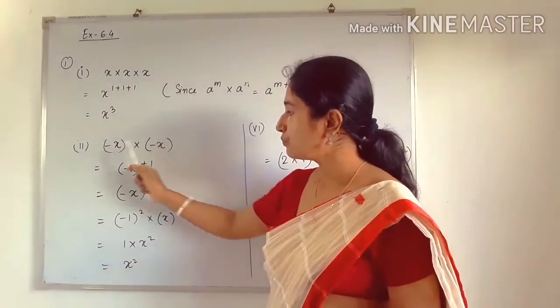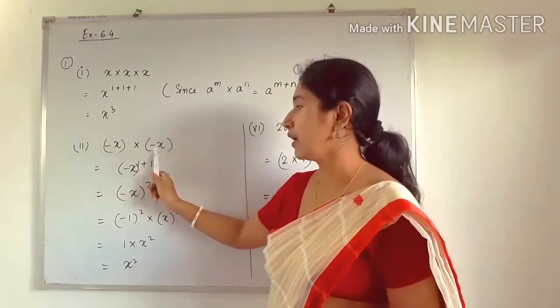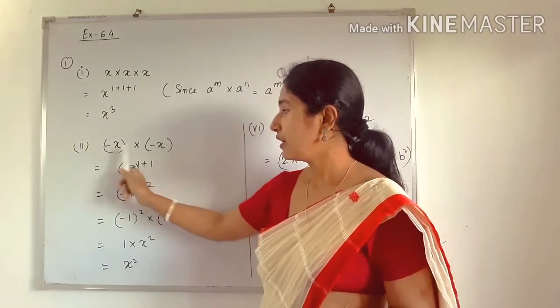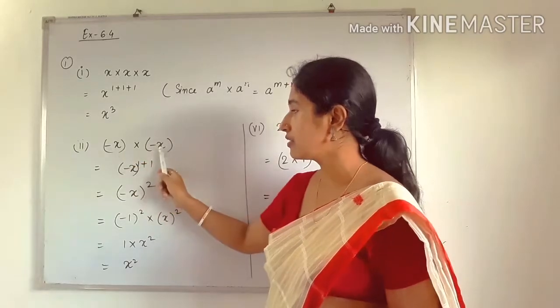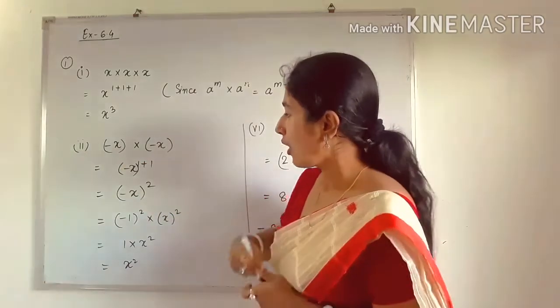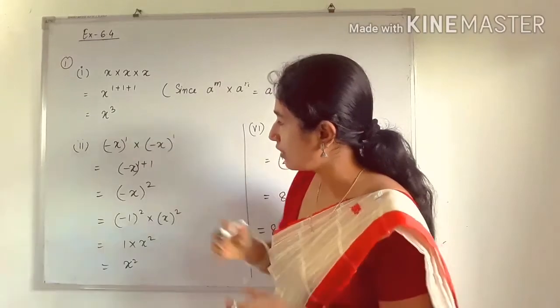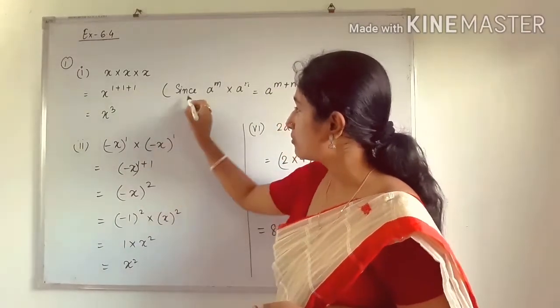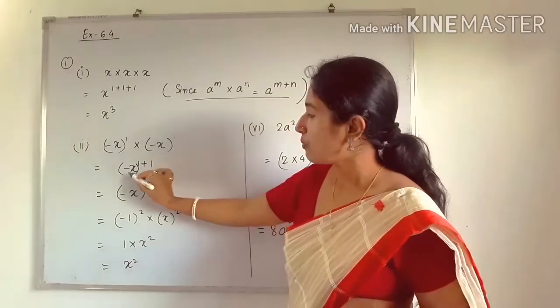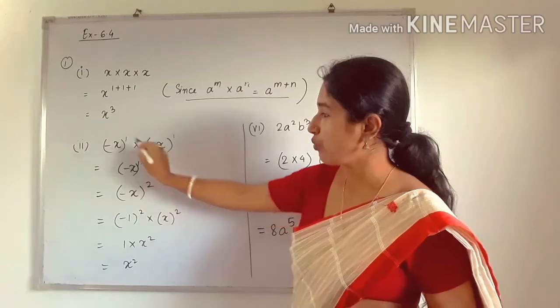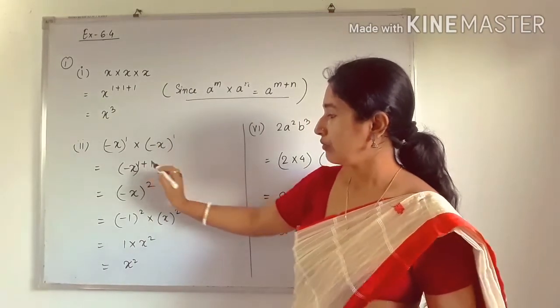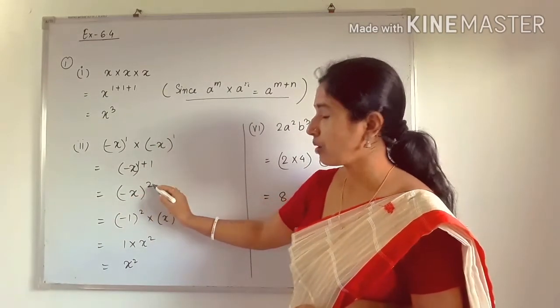Similarly, see in number 2, minus x into minus x. Again the base is the same, okay? This is minus x, this is minus x. So how many minus x are there? Only one, so in the power we write 1. Here also 1. So again the base is the same, so we will apply the same rule. So minus x to the power 1 plus 1, okay, we can add the powers. So this is minus x to the power 2.